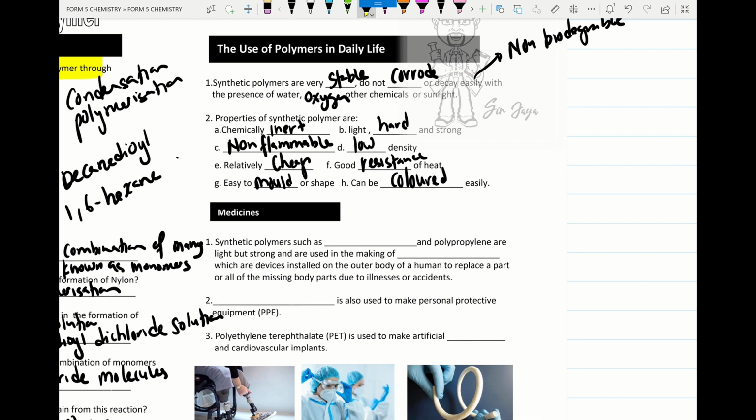So I'll repeat again. They are chemically inert, light, hard, and strong, non-flammable, low density, relatively cheap, good resistance to heat, easy to mold or shape, and can be colored.